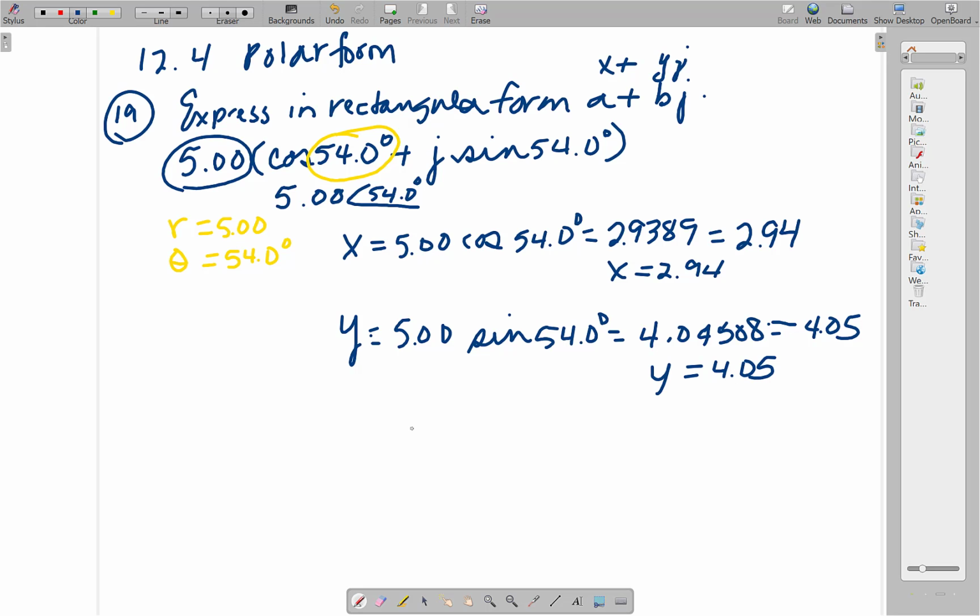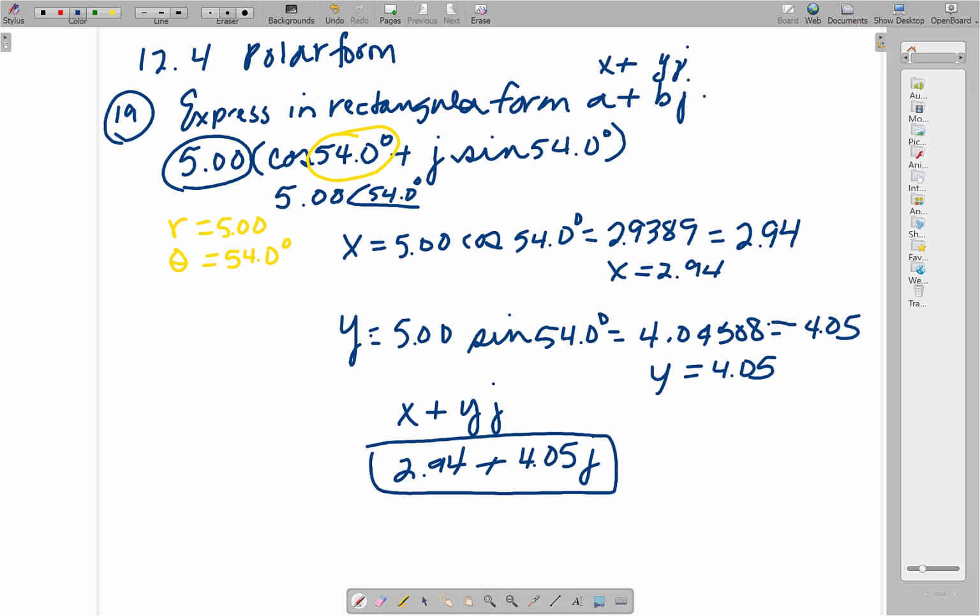How do we write that in rectangular form? It would be x plus yj. So we would have 2.94 plus 4.05j. And that is the answer to problem number 19.